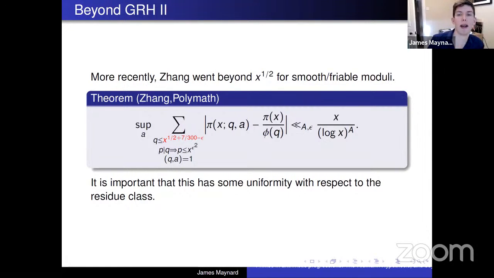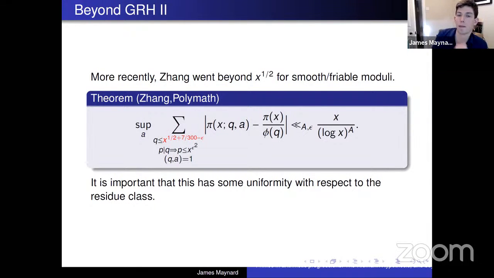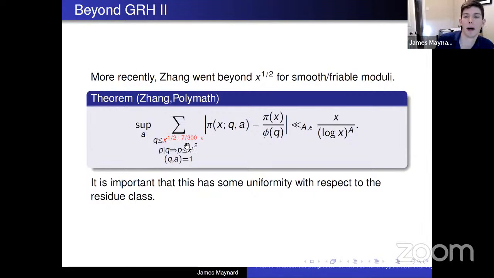Then much more recently, as I mentioned before, Yitang Zhang proved his famous result about bounded gaps between primes. And the key input in Zhang's work was a result about primes in arithmetic progressions where the moduli go a bit beyond x to the 1/2. So he allowed you to take moduli of size x to the 1/2 plus some small constant, provided all the prime factors of the moduli that you considered were very small. So if the moduli were just products of lots of different small prime numbers, then he allowed you to go beyond this x to the 1/2 barrier.